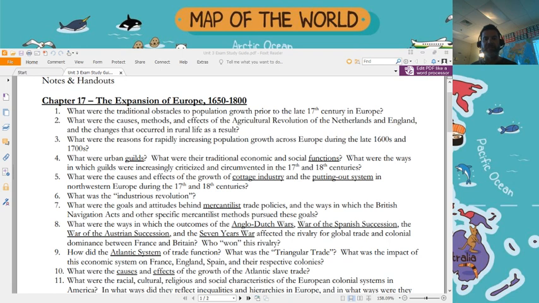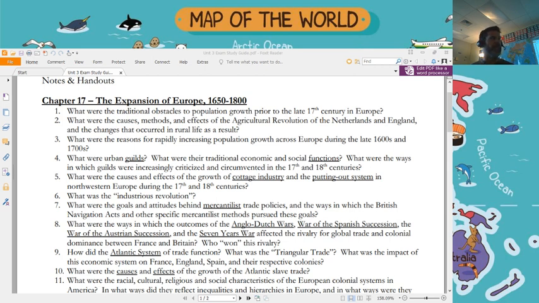In the Netherlands, they learned how to drain swamps to open up new farmland. They built systems of dikes and levees that allowed them to drain places below sea level to open up new farmland, and those techniques were imported to England. In addition, you have new technology being used to make agriculture more efficient, things like the seed drill.